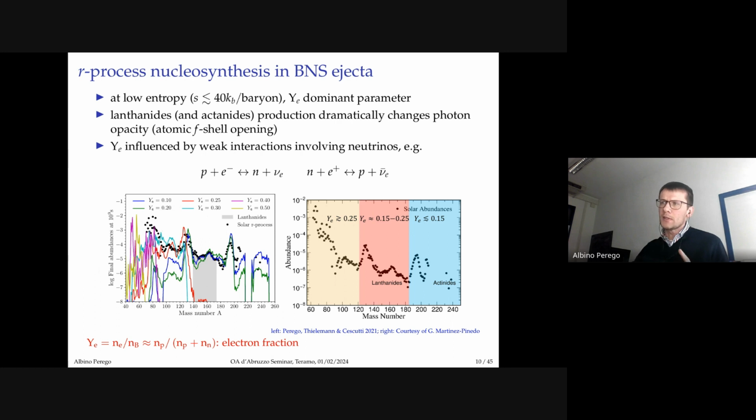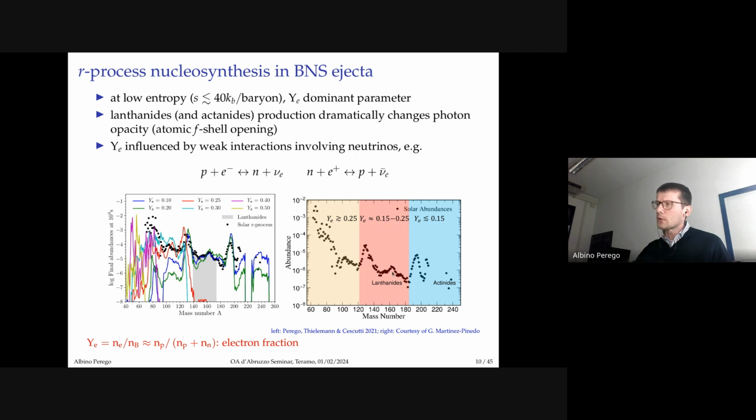By the way, sorry, this is not the solar R process, it's the residual. So it's what we think comes from the R process. As you can see, if the Ye is relatively high, so 0.25, we can actually produce elements just above the iron group elements down to the so-called second R process peak. If you want to go beyond that level, you need to set the initial neutron abundance high enough, which means that you need an electron fraction below 0.25.